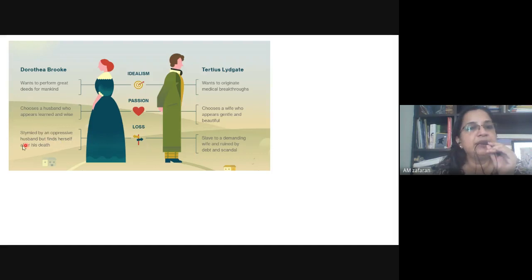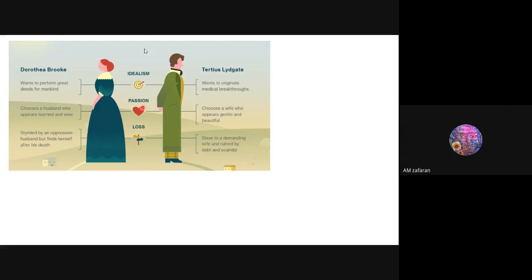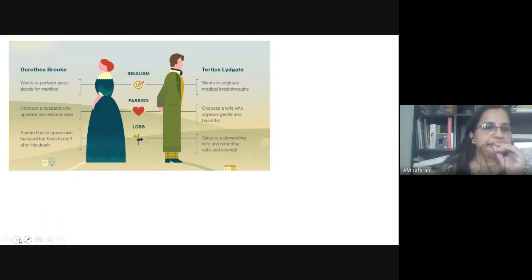She's stymied by an oppressive husband, but finds herself after his death. So she's very much restricted and confined by the husband that she has chosen to give her life to. And as far as Lydgate is concerned, he is also completely ruined because of the demands of his wife, which leads to debt and scandal in his life. So this is the way in which we can compare these two central characters in the novel.